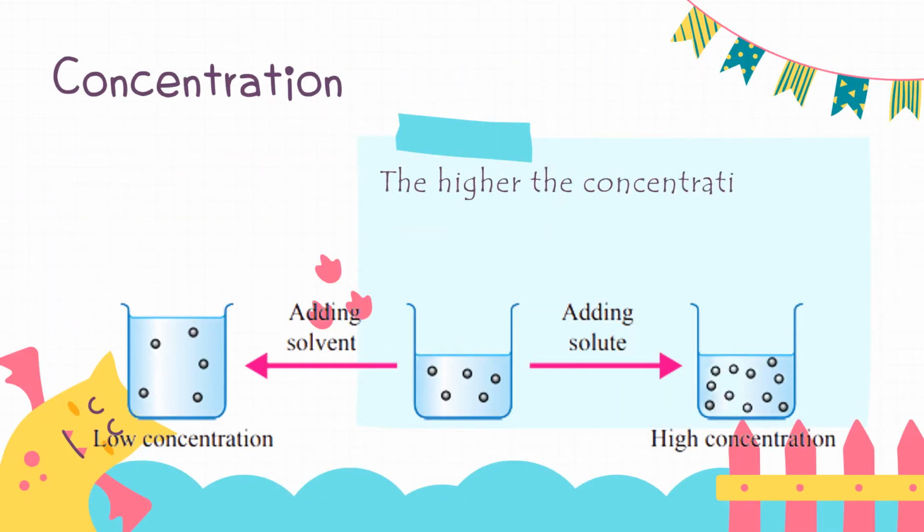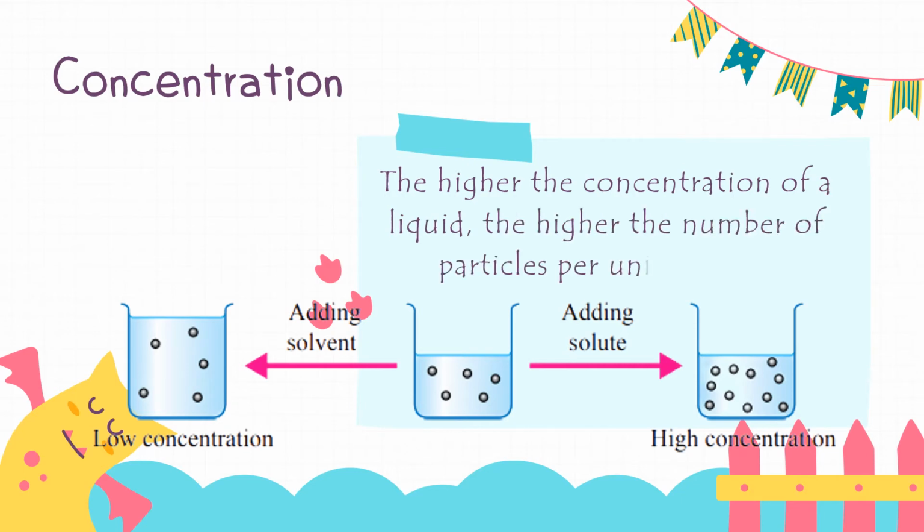Okay, second factor is concentration for liquid reactant. Okay, the higher the concentration of a liquid, the higher the number of particles per unit volume. So this diagram shows the difference in concentration. This one is low concentration, this one is high concentration of liquid.